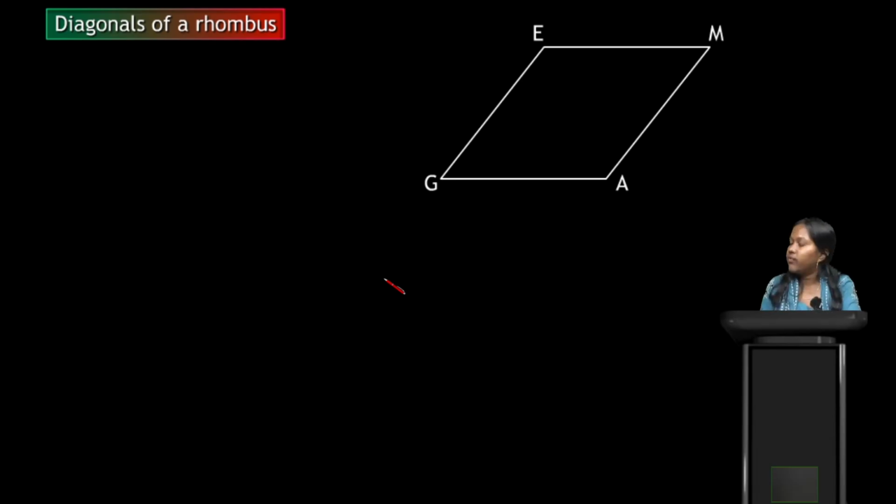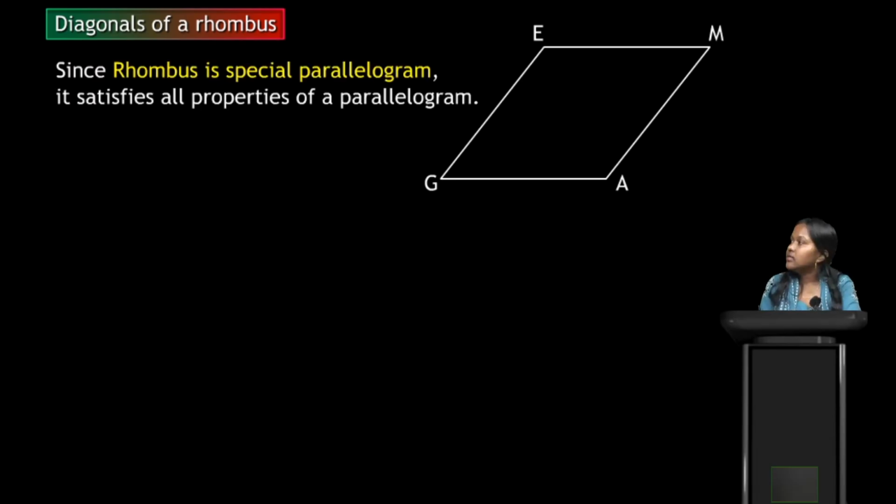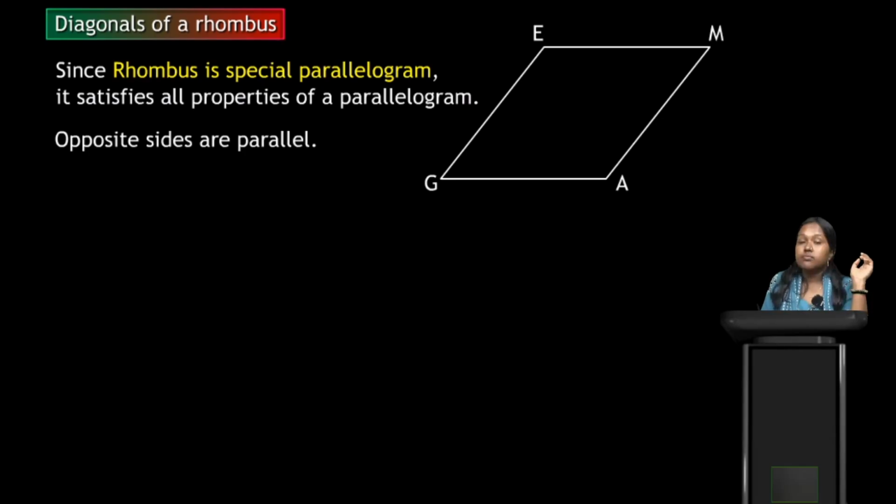Okay, now let's focus on the diagonal of a rhombus. Since rhombus is a special parallelogram, it satisfies all properties of a parallelogram. So why will rhombus satisfy all the properties of a parallelogram? Because this is also a parallelogram actually. This is a special type of parallelogram where all the four sides are equal. What are the properties of a parallelogram? Opposite sides are parallel. So for rhombus also, opposite sides will be parallel to each other.